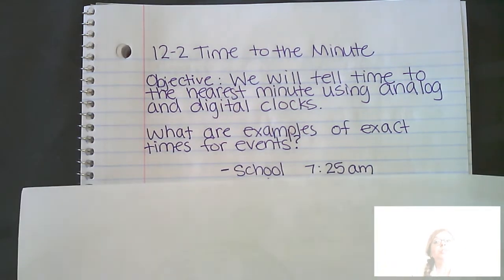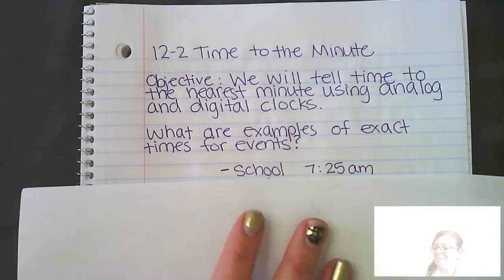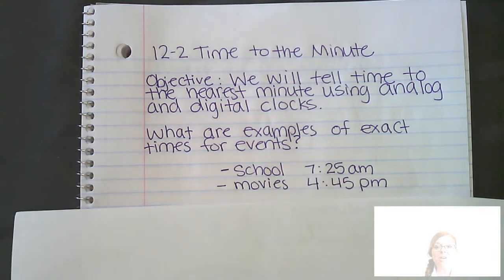School. Our school starts at 7:25, so you have a time you have to be to school, or else you're tardy and you're late. If you are going to the movie theater, if you have one of those new movies that's coming out, I know Onward just came out, and you were able to go to the movies. It starts at 4:45. You have to be there, or else you're going to miss this part of the movie. So those are some things that you have to be exactly on time.